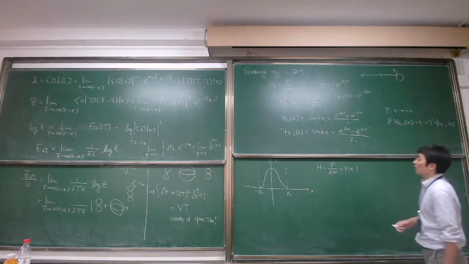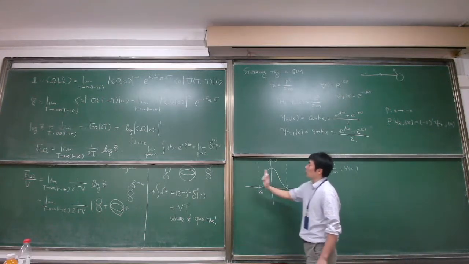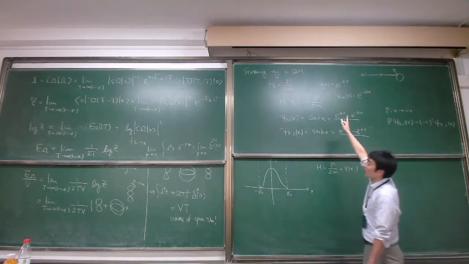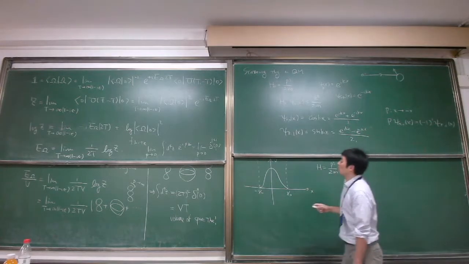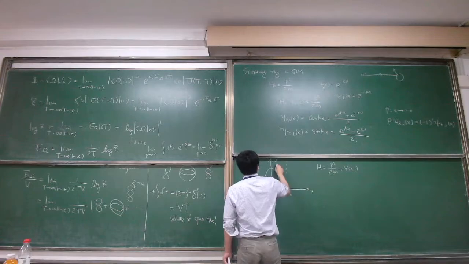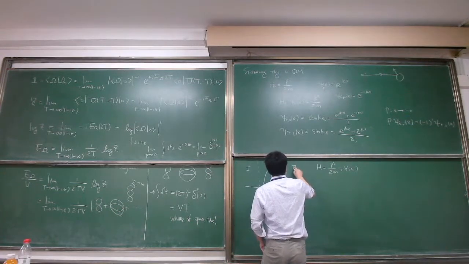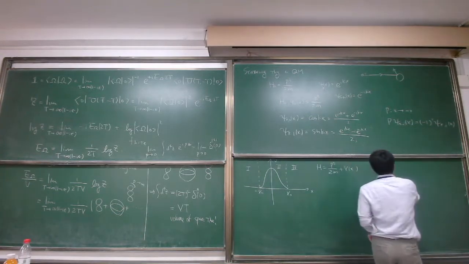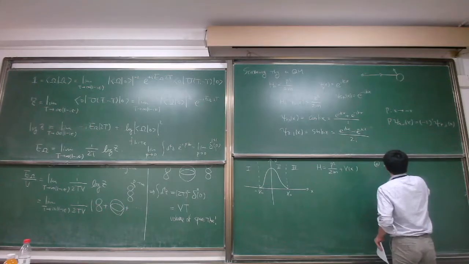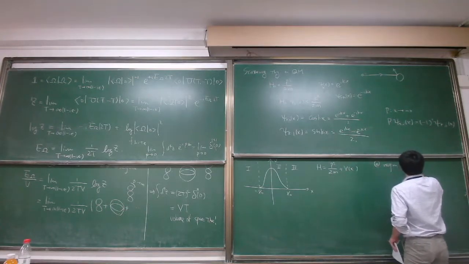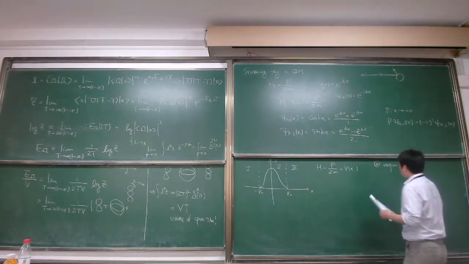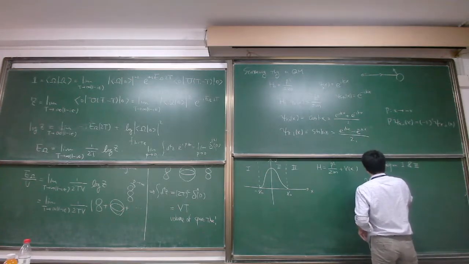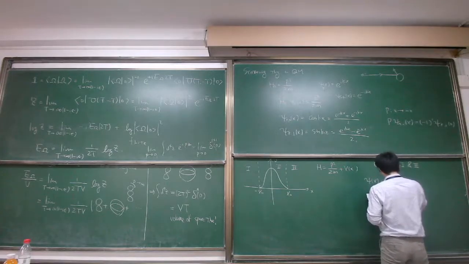We know that if there is no potential here, it's just a plane wave, e to the i k x. Let's call these region 1, region 2, and region 3. In regions 1 and 3, the eigenfunction of the Hamiltonian should be written as follows.